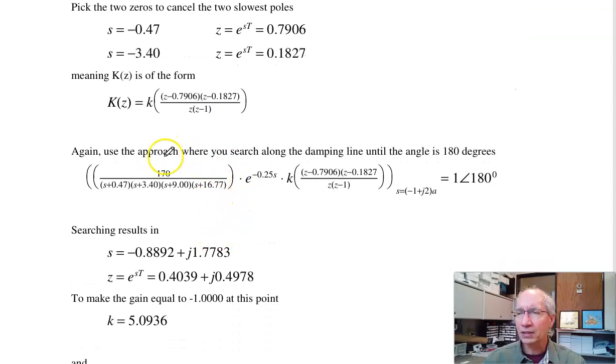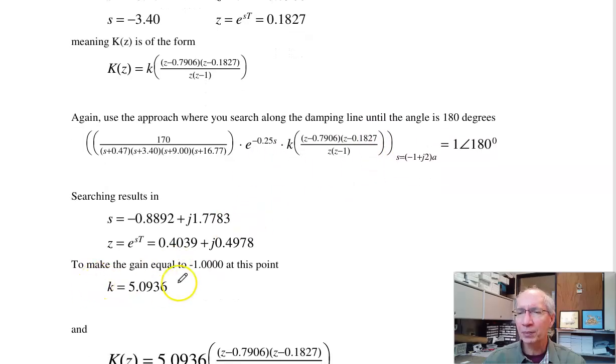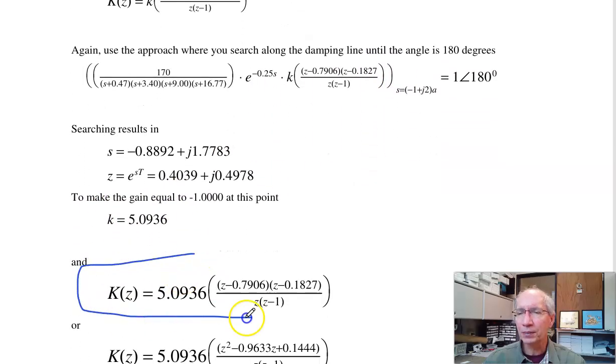Pick K so that I'm on the damping line. So search the damping line until angles add up to 180. It turns out the point that hits it is 0.88 plus j 1.77, corresponding spot in the z-plane. Analyzing at that spot, pick the gain K to make the gain 1. K is 5.09, so here's K of z.